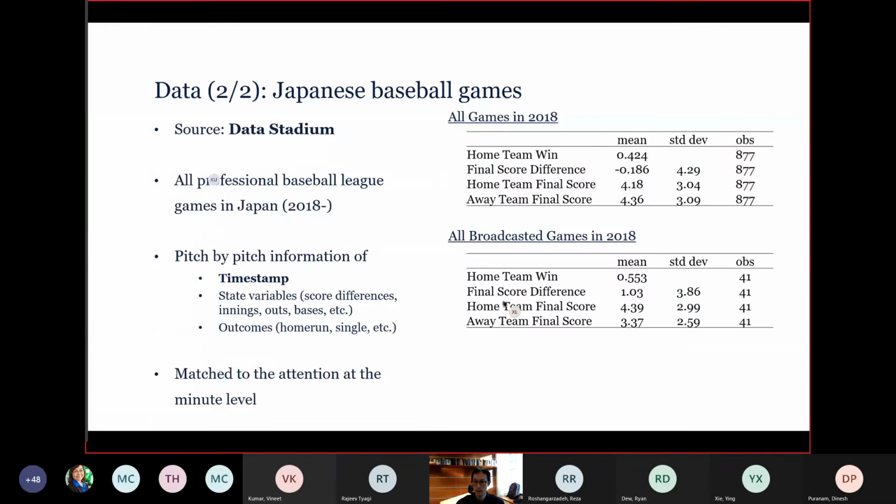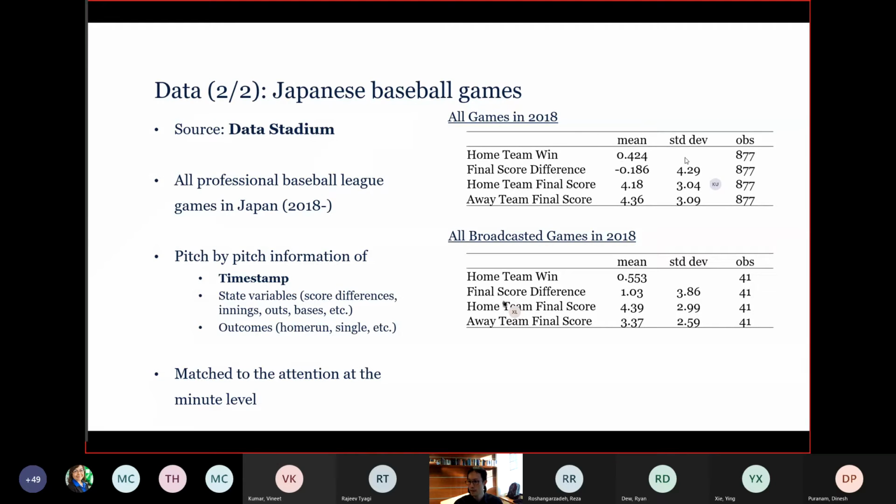That's the data set. And the baseball data is coming from Data Stadium. This company records detailed information about all professional sports in Japan, in particular baseball games. And we're going to use the data from 2018. The good thing about this data is we have a timestamp of each event during the baseball games. So we can easily match the baseball game to the attention data. There's a clear mapping between the two data sets.